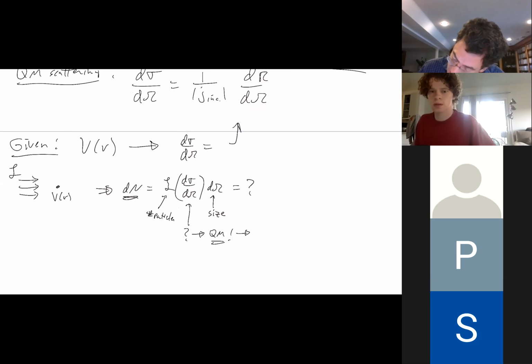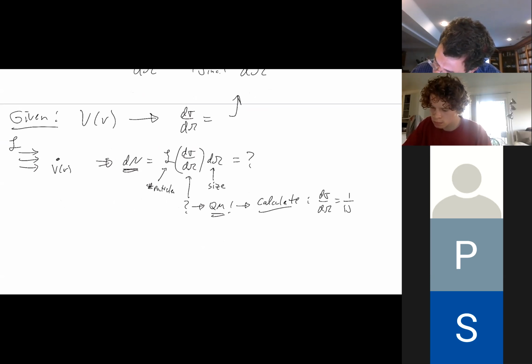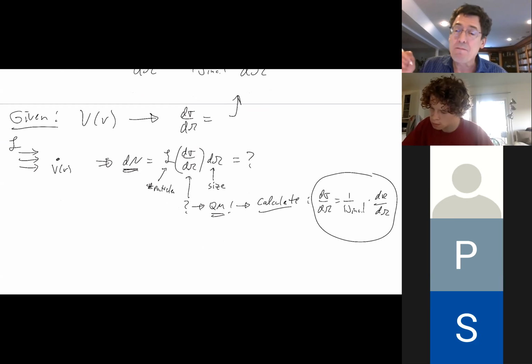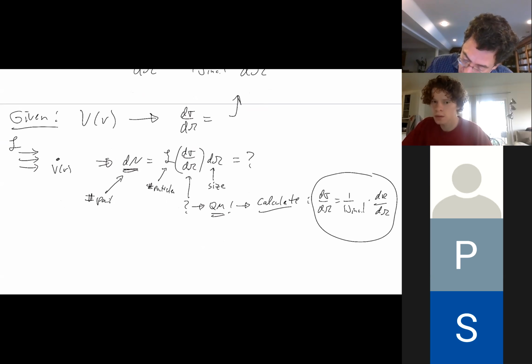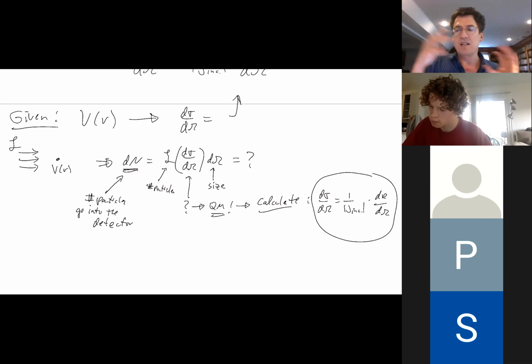And what you have to do then is calculate the quantum mechanical quantity, which is d sigma d omega is equal to 1 over J incident times dr d omega. And if you calculate this quantum mechanical quantity, then you could predict how many particles go into the detector, because that's literally the number of particles that go into the detector. So what I'm trying to do is take these abstract quantum mechanical concepts and connect them to physical reality.